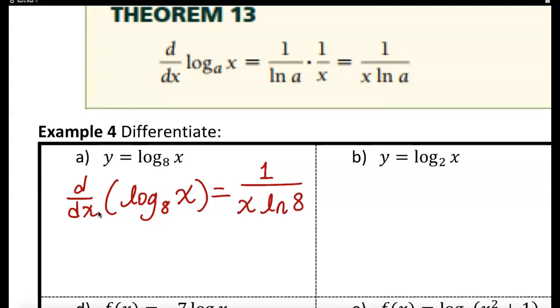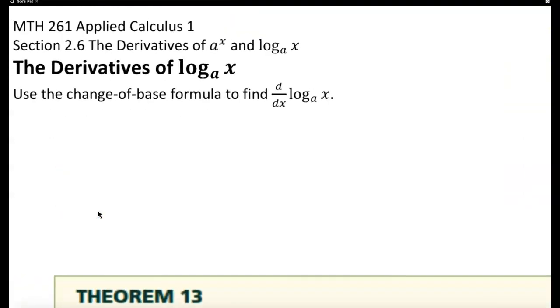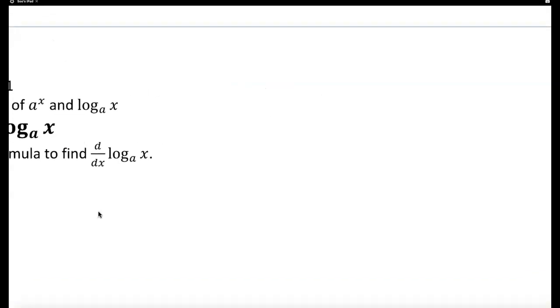How did I know that? I just used the theorem. But why is this true? So I want to show you the why behind this, because we can easily prove this before we use this down here for practice. Okay? So I'm going to use something called the change of base formula. So quick review of Math 161.